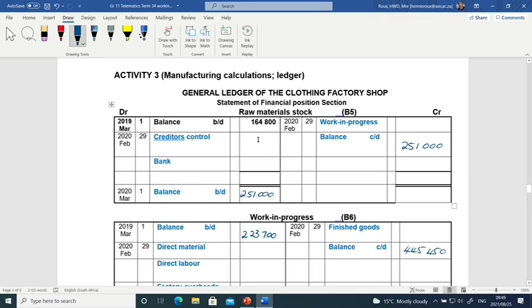What I meant by format, when you look at the raw material stock account, you start with the balance, then you add everything that you purchased as well as the carriage on purchases, and then you issue it to the factory. We can see this work in progress as what is happening in the factory. So in the factory, we put everything together.